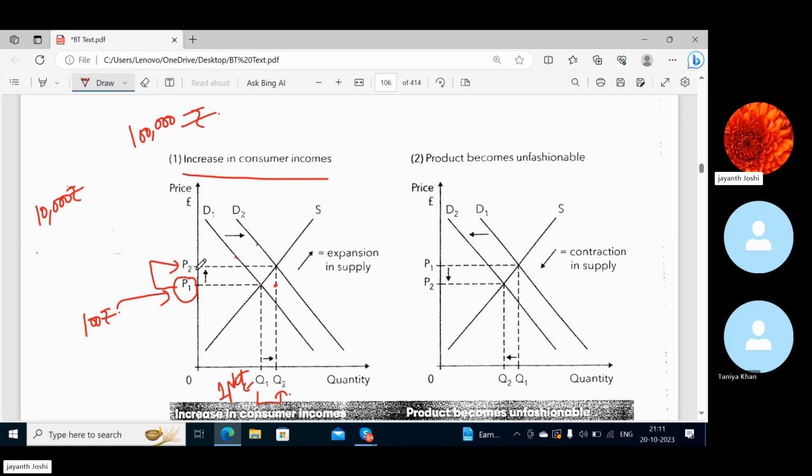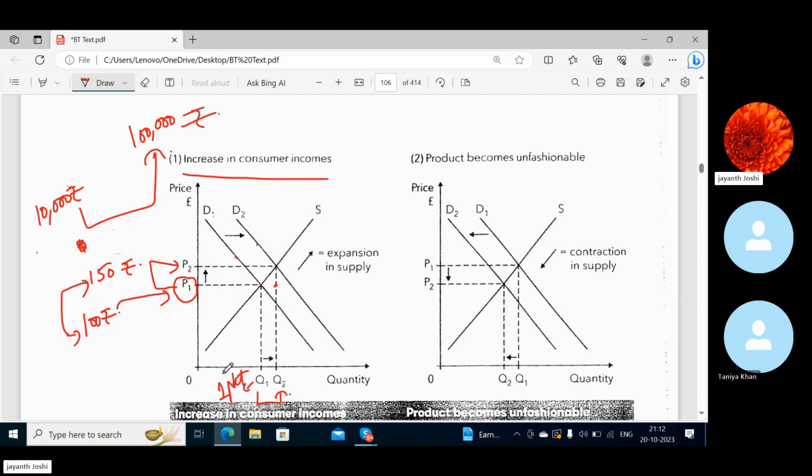Yes, the equilibrium price is changing, because we discussed the changes in demand. The shift in demand curve, the shift in supply curve may also change the equilibrium price, correct or wrong? Yes, sir. So as the income has increased from 10,000 to 1 lakh, of course the price here is 100, but the price is going to change to, let's say, 150. There's an increase in price.